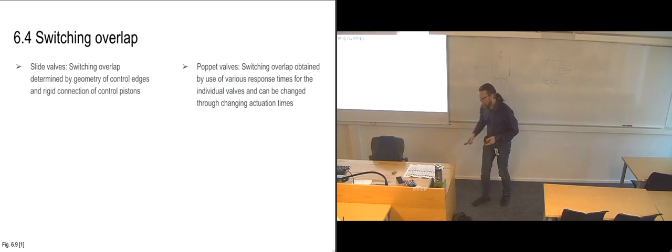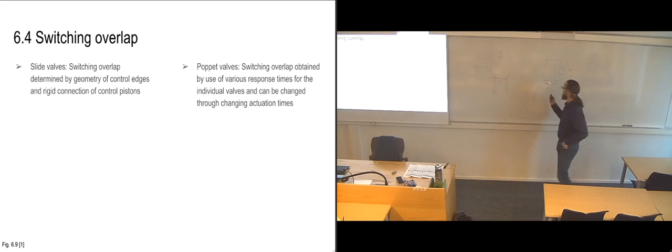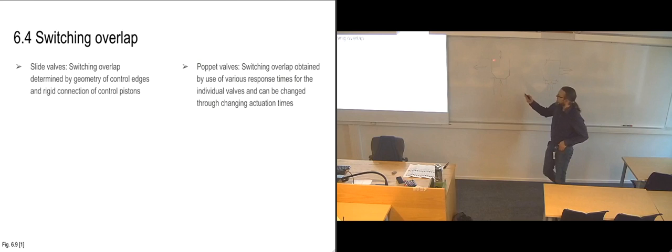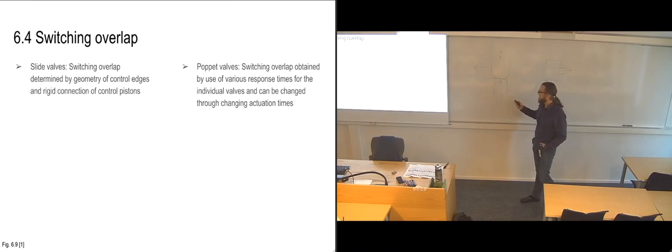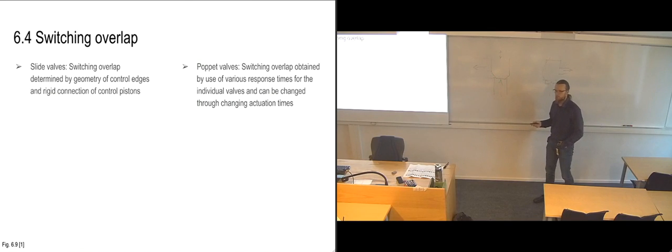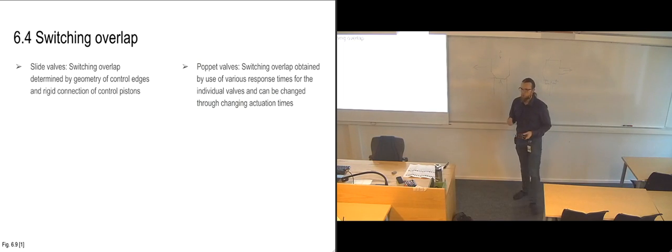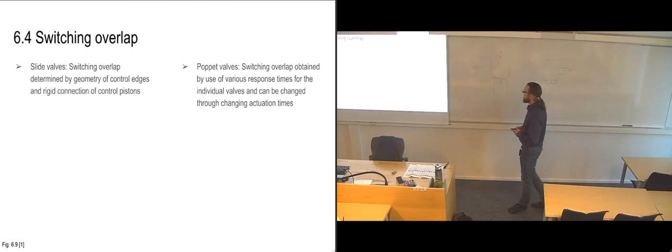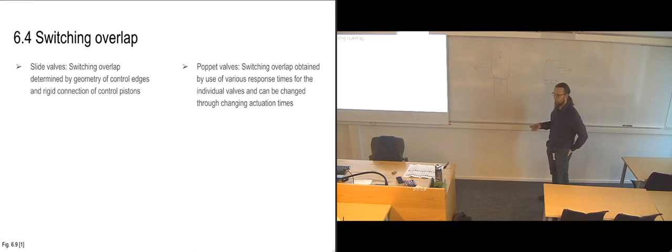Which of course means that for the slide valves, we can do a lot by manipulating this control edge. So we can do different stuff with that edge, so we're going to look at that in a bit. But for these poppet valves, basically the only way that you can regulate that in any sense is to manipulate how much time it uses in moving up and down. And usually most poppet valves are quite fast, so they are usually working really fast. But you can design systems where you have poppet valves that are moving slower.